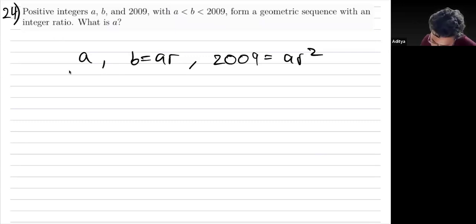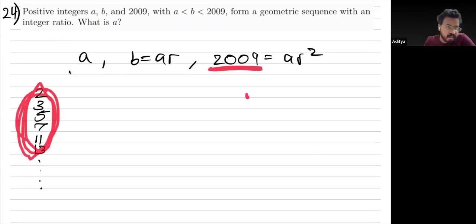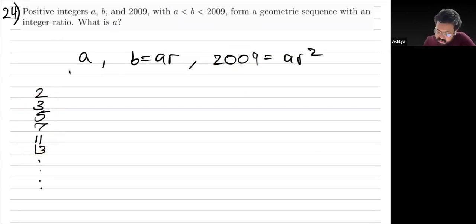So here you have to do nothing apart from factorizing 2009. A good trick for factorizing a large number is to make a checklist: 2, 3, 5, 7. Possible cases are the numbers that divide it. So 2, 3, 5 obviously are not dividing 2009.